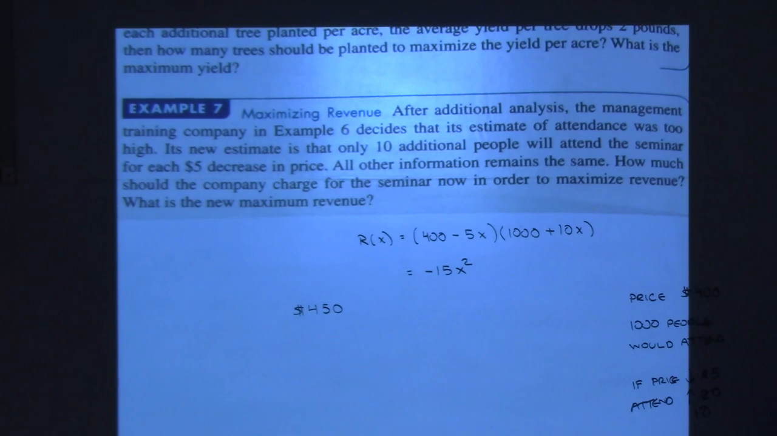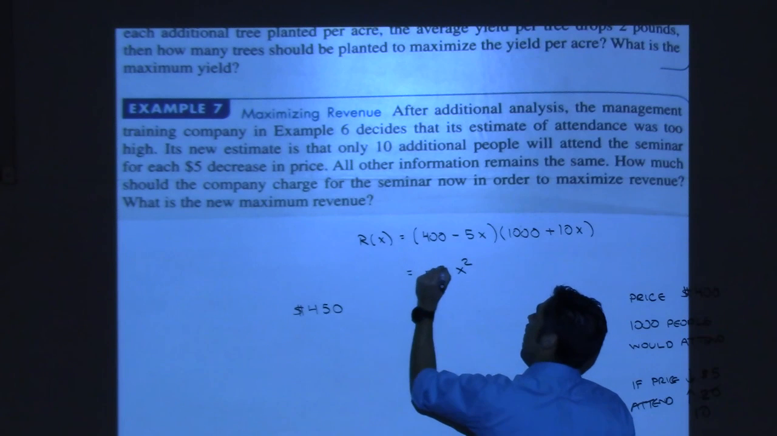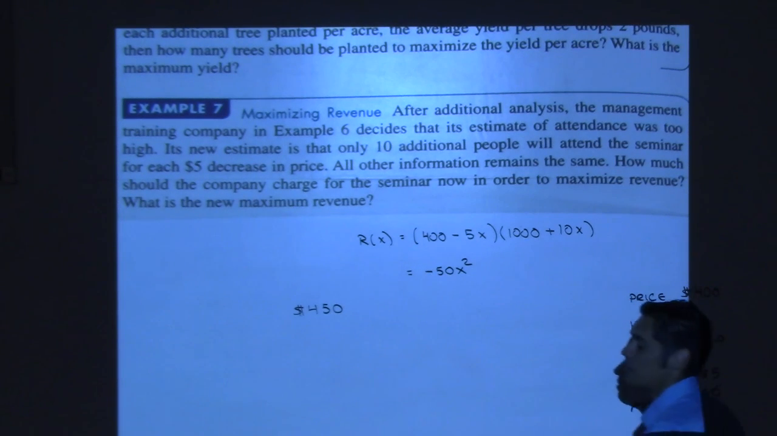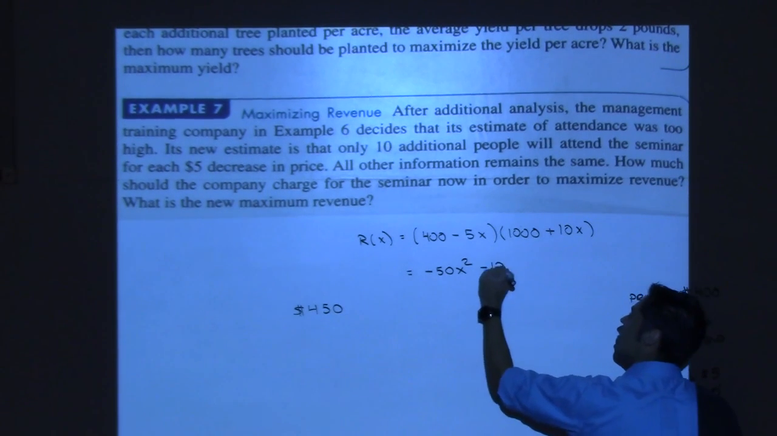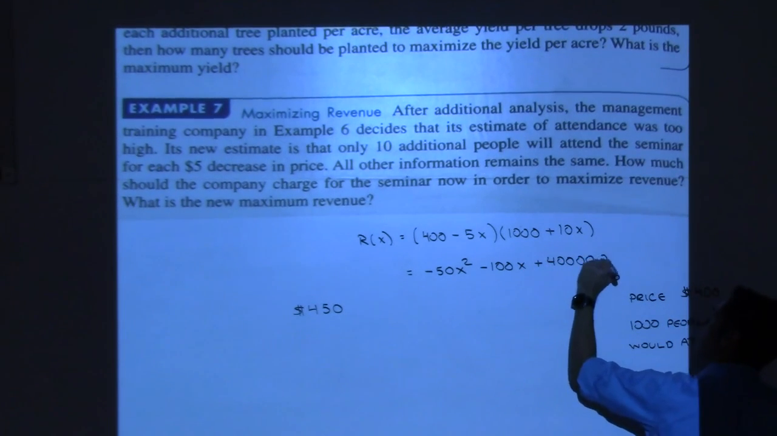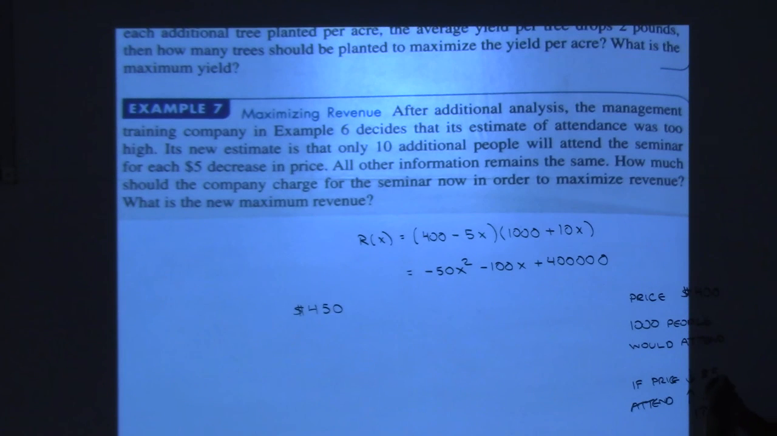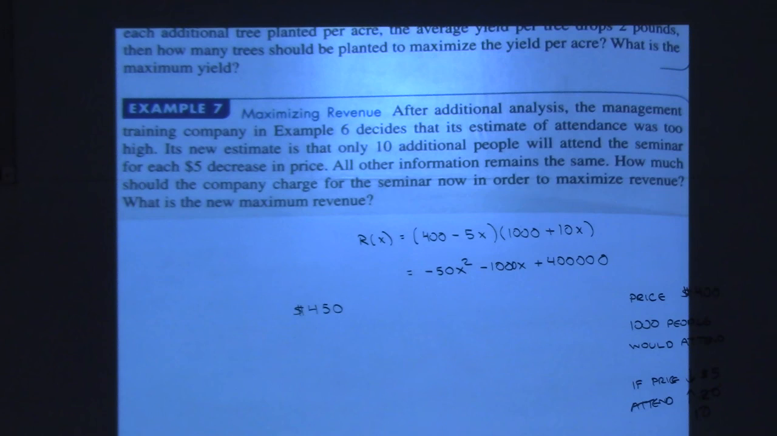What did y'all get for the middle one? What did I do? Why did I put 15? Oh, I know why I put 15. And then what? Negative 1,000x plus 400,000. So is everyone good up to that point?